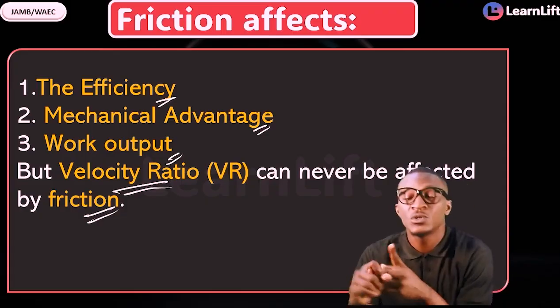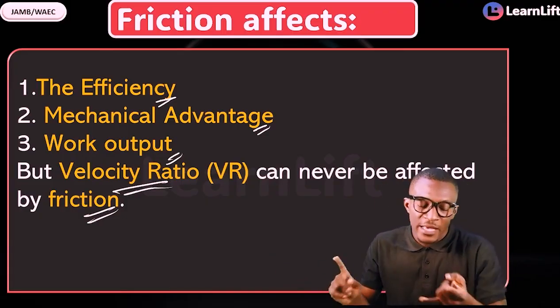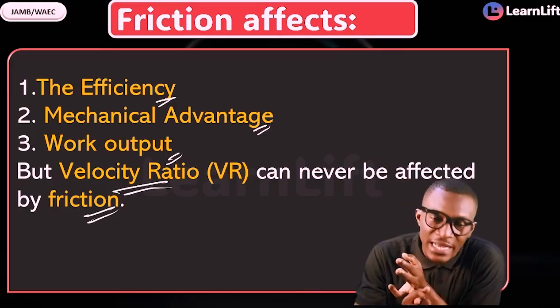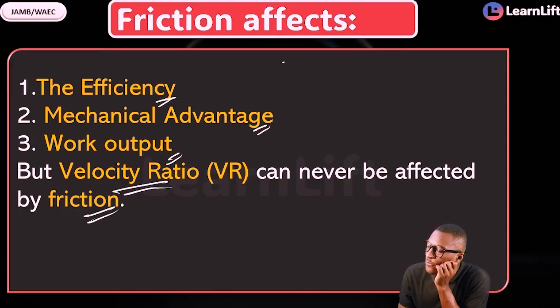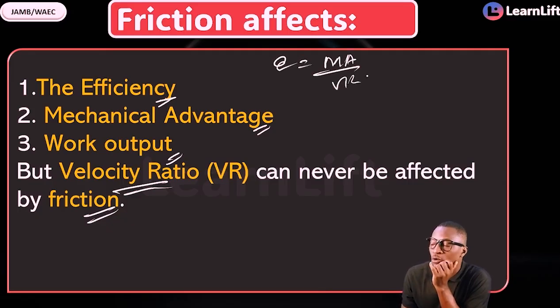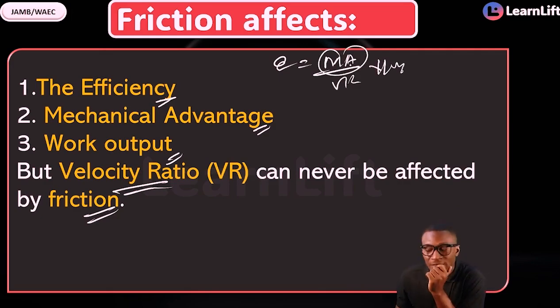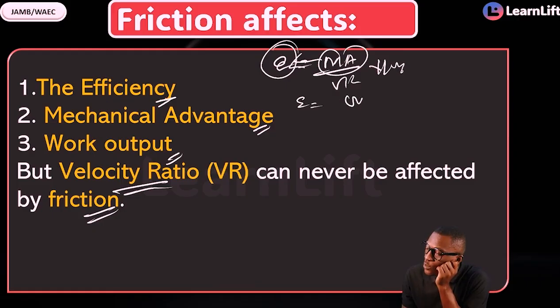We said that a machine is said to be ideal if efficiency is equal to 100% or if MA is equal to VR. But we said it's never possible, right? Because of efficiency, mechanical advantage, and work output. Look at it. What's the formula for efficiency? Efficiency is MA all over VR times 100%. So mechanical advantage can be affected, and mechanical advantage is directly proportional to efficiency, so efficiency can be affected. So efficiency is equal to work output all over work input times 100%.